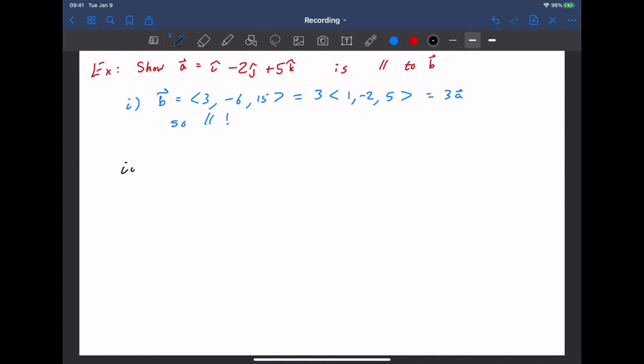Like I said, I'm going to throw one more at you. What if B was 1/3 I hat minus 2/3 J hat plus 5/3 K hat? Can you show it's parallel to A? Here I go. So for fraction ones like this, it's usually helpful to factor out the common denominator. And if I factor out a 1/3, I'm left with I hat minus 2J hat plus 5K hat, which again is 1/3 A. So they are parallel.